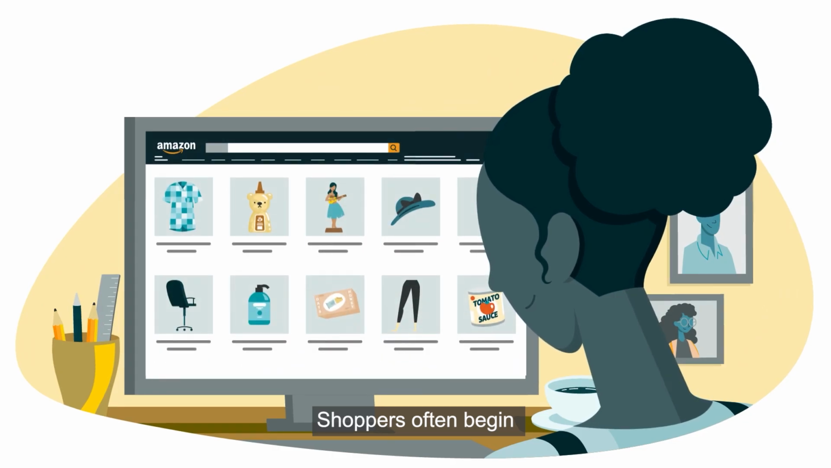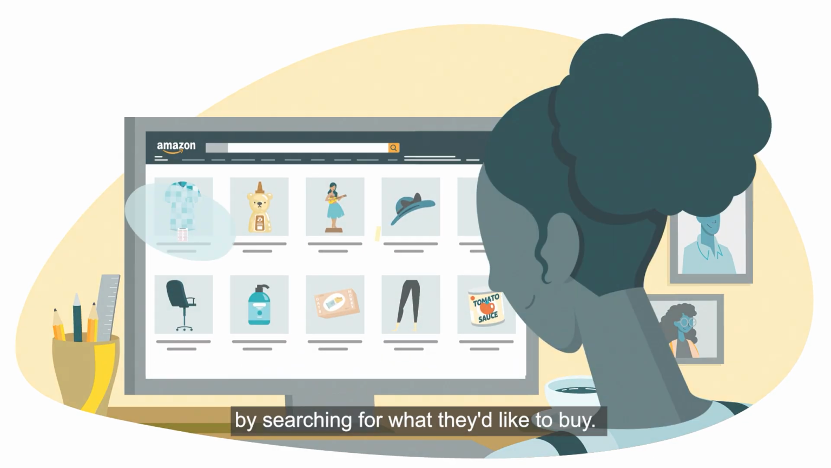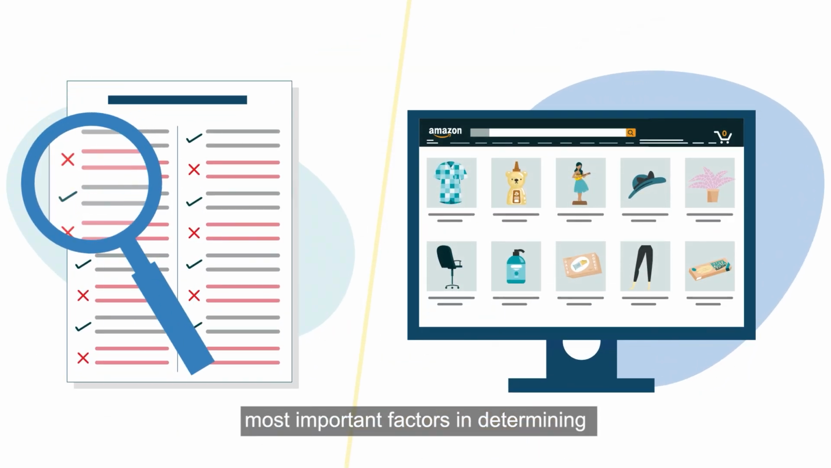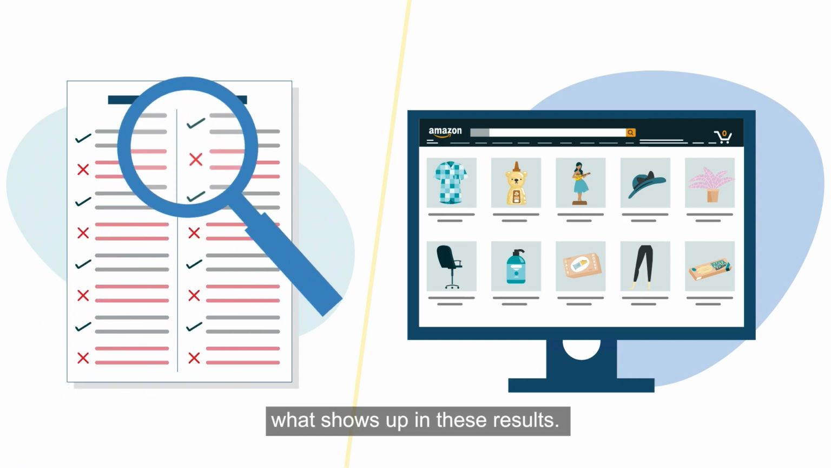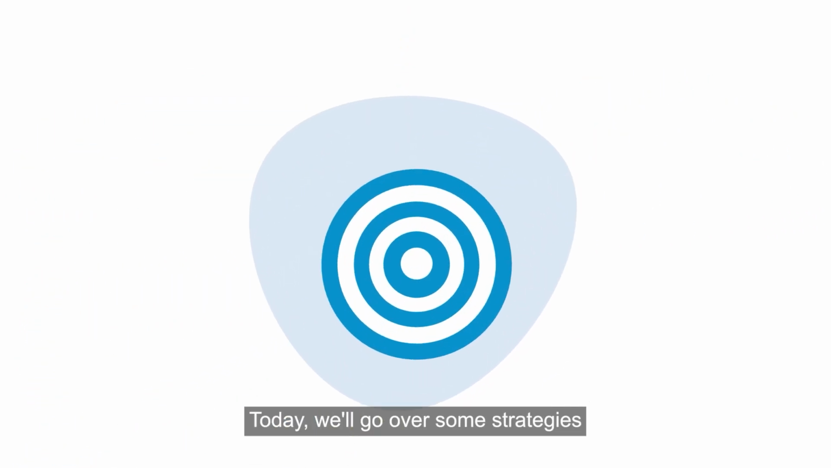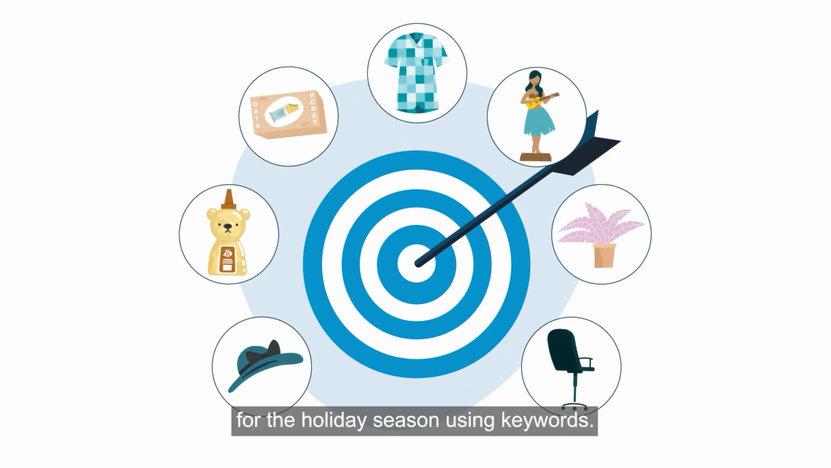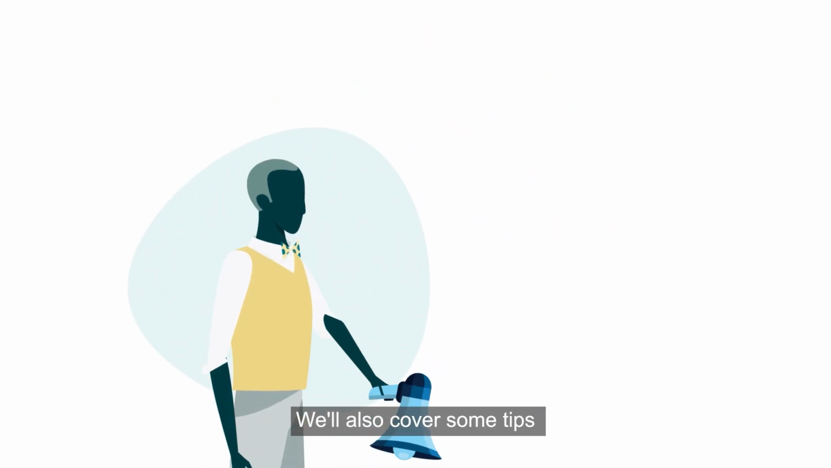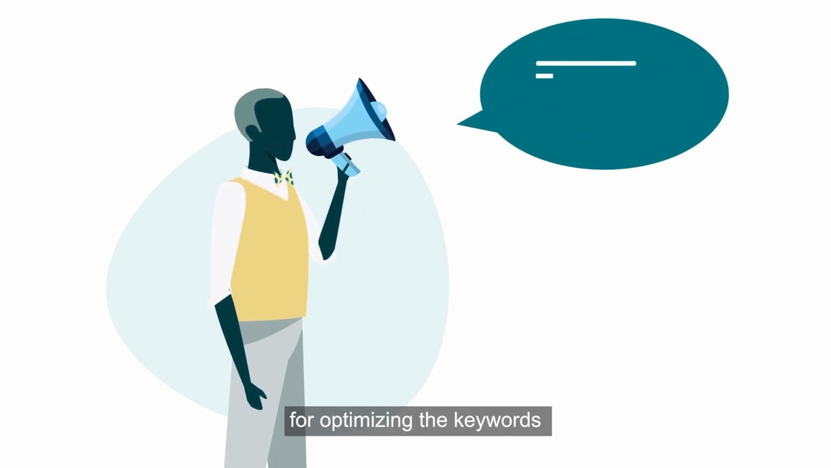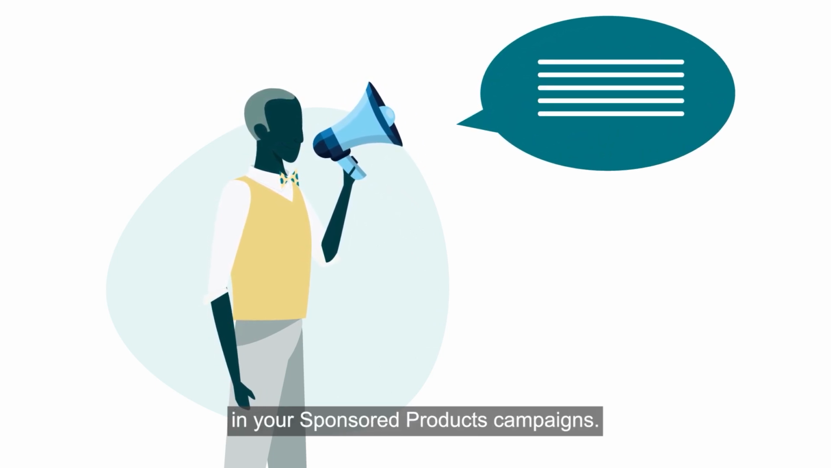Shoppers often begin by searching for what they'd like to buy. Keywords are one of the most important factors in determining what shows up in these results. Today, we'll go over some strategies for optimizing your listings for the holiday season using keywords. We'll also cover some tips for optimizing the keywords in your sponsored products campaigns.